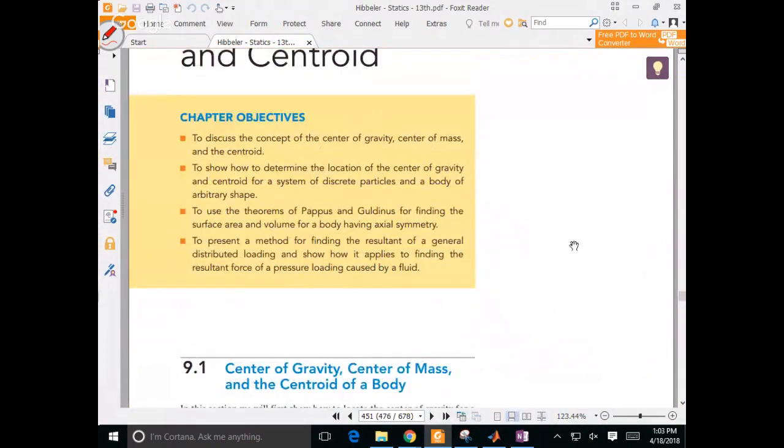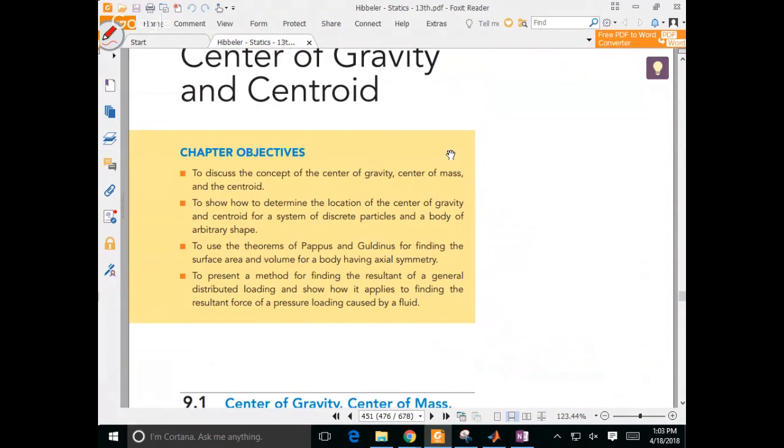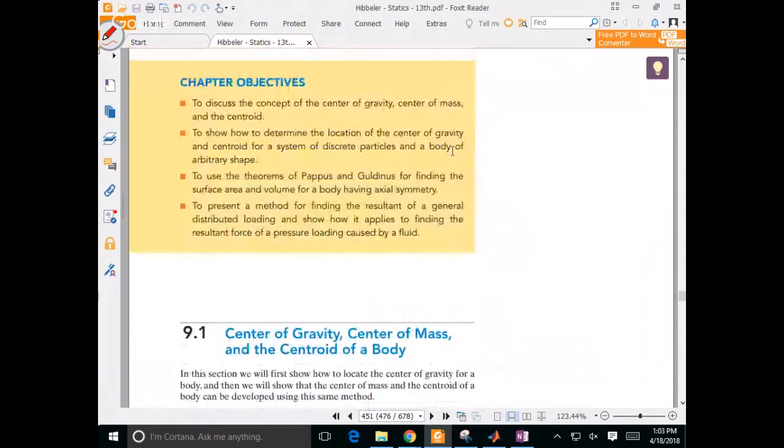Okay, so I wasted a minute there just for my own entertainment. So we talked a minute or two about friction. What I'm doing is trying to complete the course as quickly as I can. So the centroid is the next part, and he has this described in these objectives.